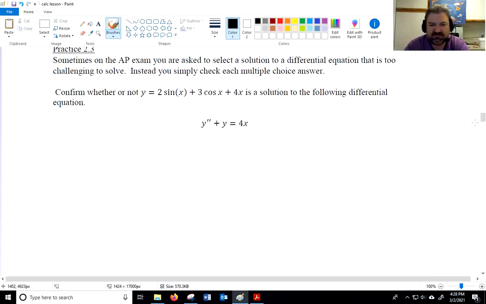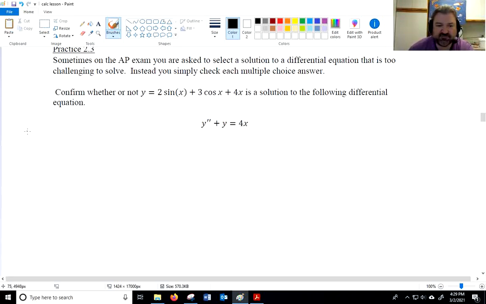So the way I'm asking this question is I'm going to say confirm whether or not y equals 2 sine x plus 3 cosine x plus 4x is a solution to the following differential equation. So I have y double prime plus y equals 4x. If you have a mix of y double prime and y, you are not supposed to solve that by hand. It's not going to be separable. You can't do anything with y double prime. You can do y double prime equals 4x and then find y prime and then find y, but not y double prime and a y or y double prime and a y prime.